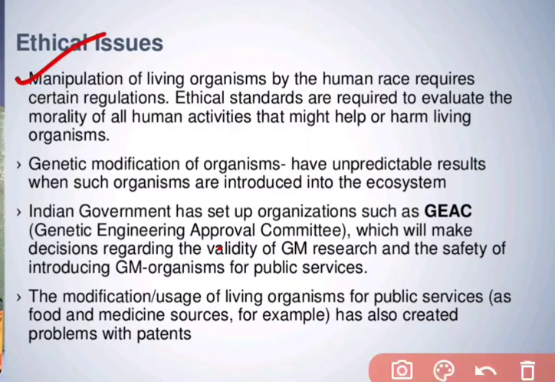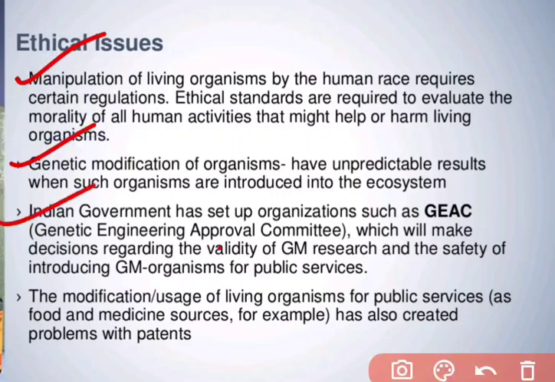So, second one is that genetic modification of organisms has unpredictable results when such organisms are introduced into the ecosystem. So, whenever we are creating transgenic animals, or going for genetic modification of organisms, they have unpredictable results when they are introduced into the ecosystem. When you are introducing them into the ecosystem, they give us some abnormal, unpredictable results, you can say.